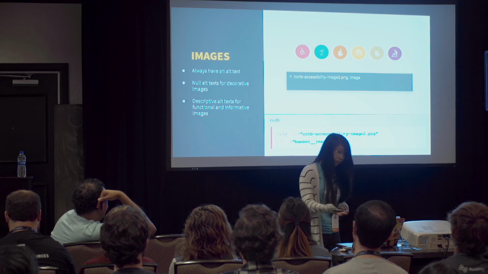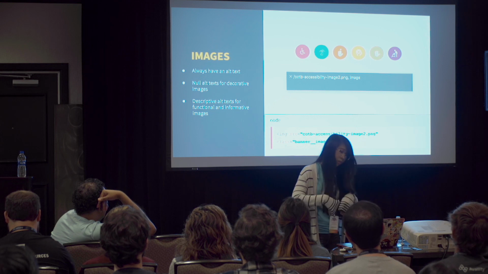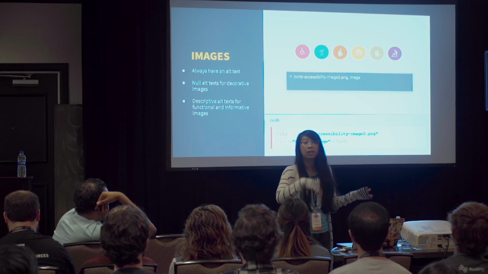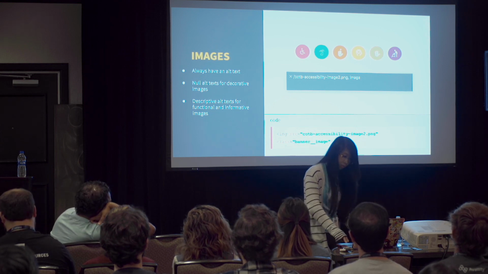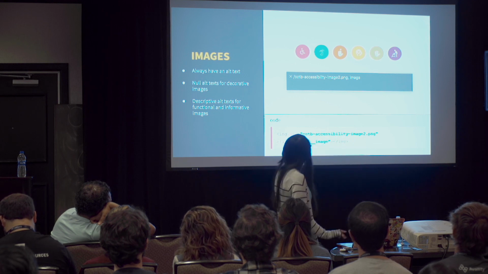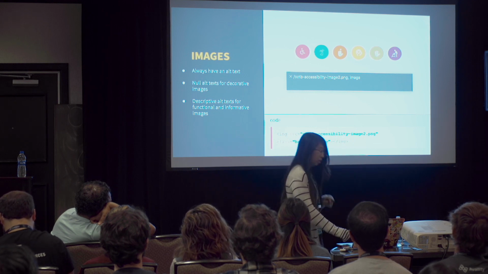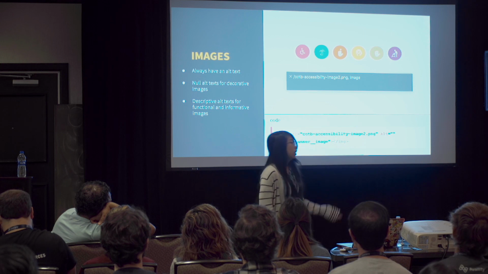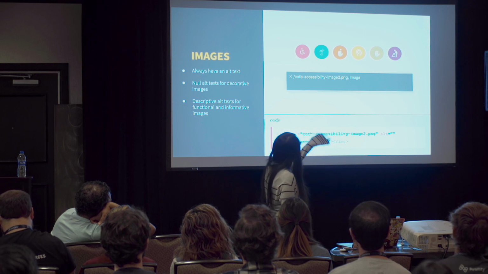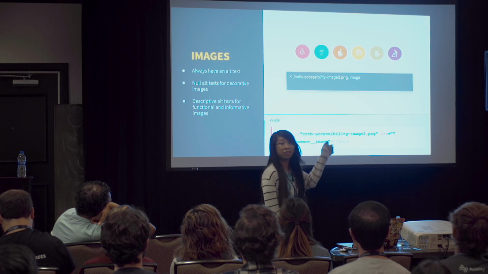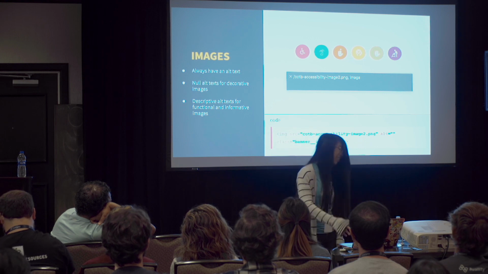If you have a descriptive image, or informative image, make sure your text is very descriptive of what the image is. So here we have the code for the non-accessible one. Yes. So I would consider this decorative. It's just to make the site pretty. It has a lot of colors. So I just emptied that out here.